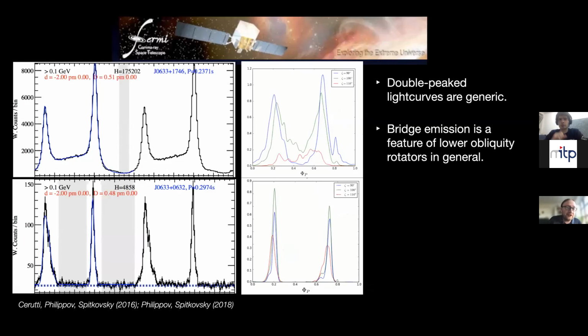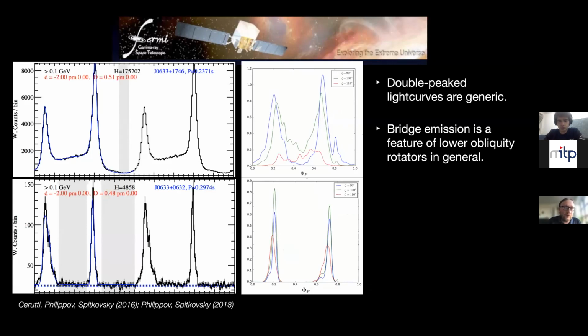So these are actual Fermi light curves. You typically see either just two peaks or a peak with what we call bridge emission, the emission in between the two peaks. And on the right, you see light curves extracted from the simulation. The top panel is the 30 degrees inclined pulsar. You see two peaks with the emission in between.